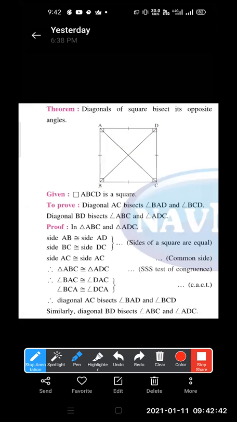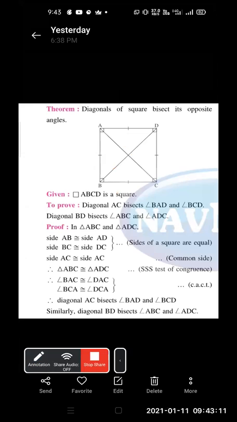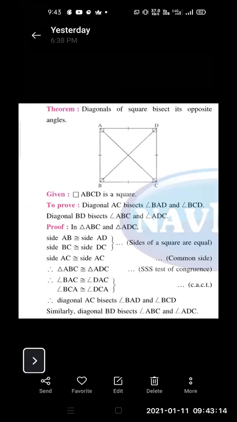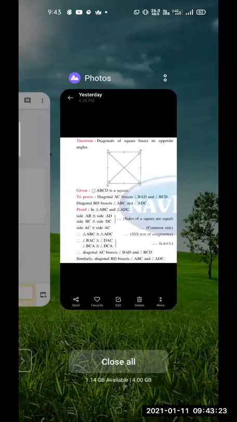So here we get this angle congruent to this, and also this angle congruent to this. This means diagonal AC bisects angle BAD as well as angle BCD. Similarly, we can find diagonal BD bisects angle ABC and angle ADC. Okay, children, in this way we have proved the theorems theoretically. Next, we are going to solve some questions based on these properties.